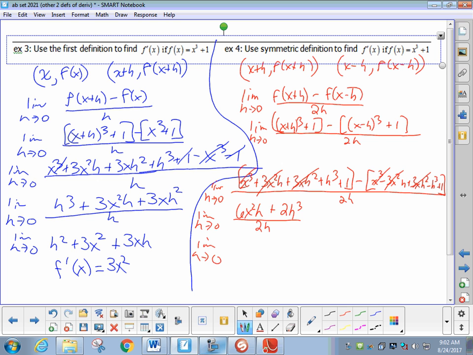For example, if I were to factor the top 2h out, what's left? 3x squared plus h squared over 2h. When you divide that out and take h to 0, you get the derivative is 3x squared. Okay, so there's an example in your notes of how to use each of the definitions of the derivative.